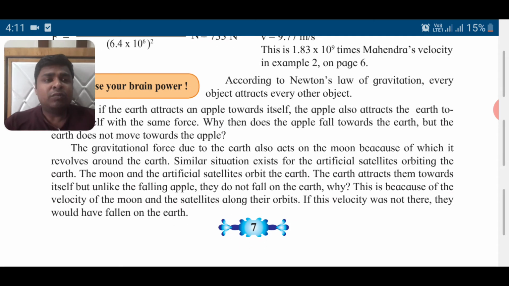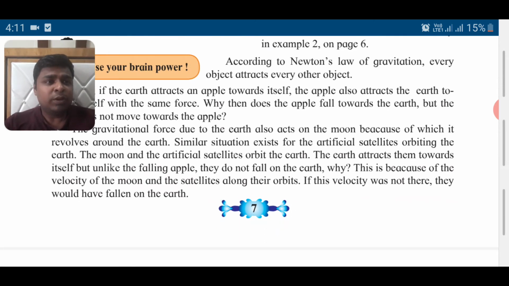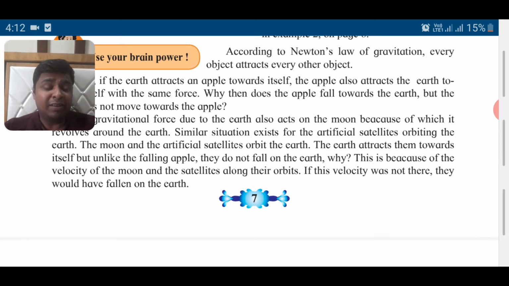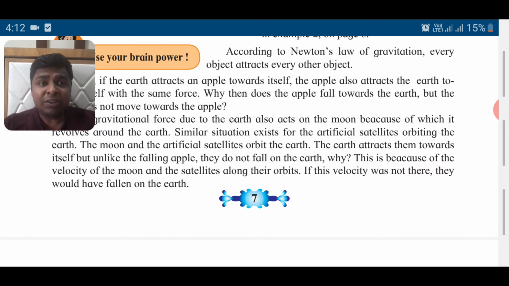So gravitational force due to Earth also acts on the moon, because of which it revolves around the Earth. A similar situation exists for artificial satellites. The moon and the artificial satellite orbit the Earth. They are going around the Earth. So Earth attracts them towards itself, but unlike the falling apple, they do not fall on Earth. That is why they don't fall on Earth. This is because of the velocity of the moon and satellite along their orbit. So if the velocity was not there, they would have fallen on Earth.